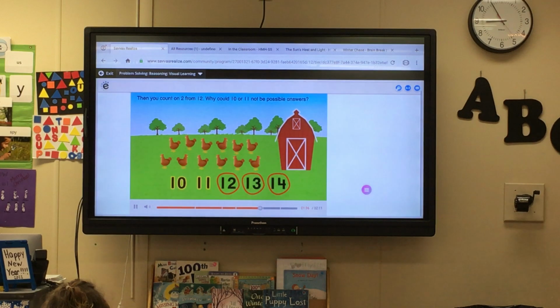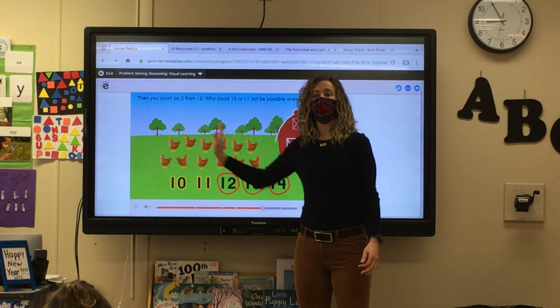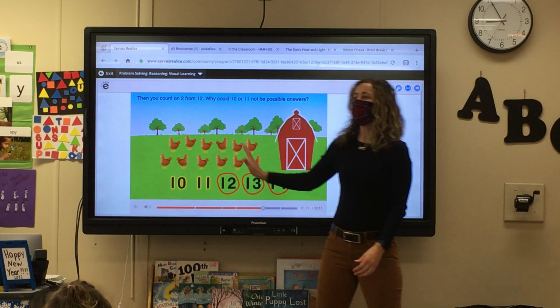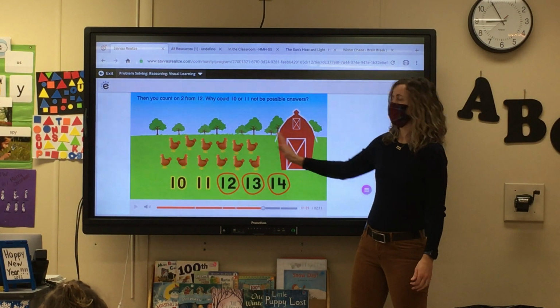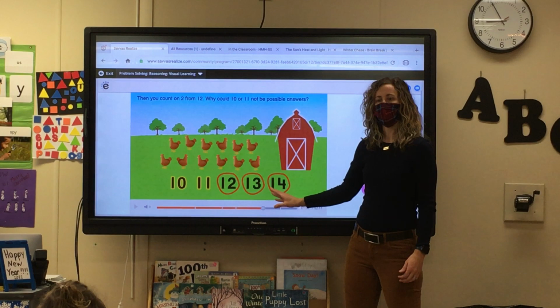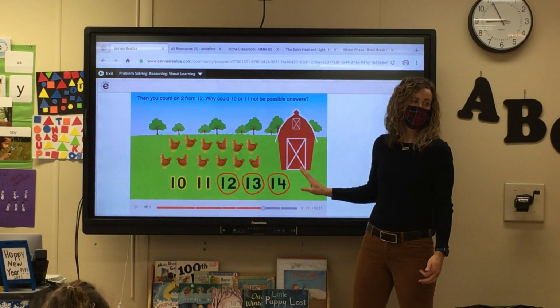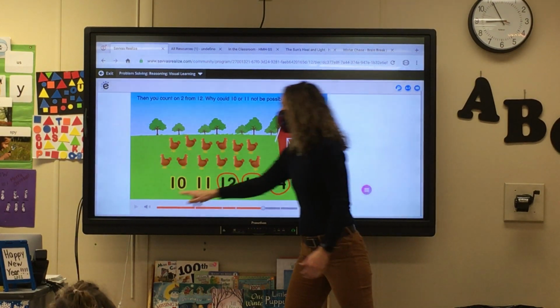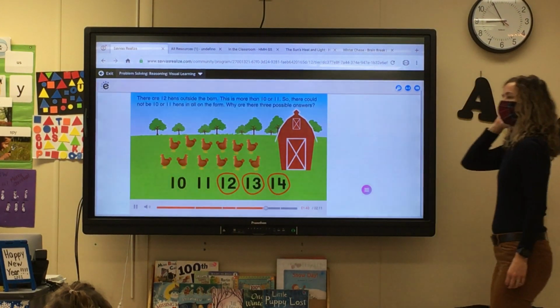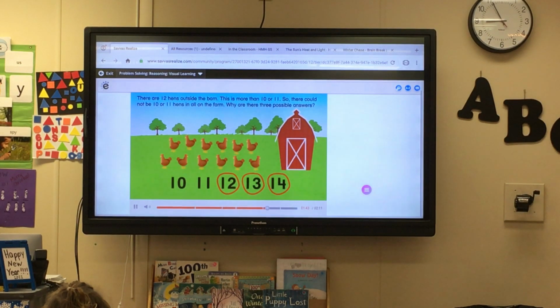Why could 10 or 11 not be possible answers? Because it's backwards from 12. Okay, so that would be counting and taking away hens, right? But we're adding more hens to the group because they're saying, what if there's 1 more? Well, then count up 1 more. Well, if there's 2 more, well, then count up 2 more. All right, we're not taking any hens away, right? No. So they can't be 10 or 11. There are 12 hens outside the barn. This is more than 10 or 11. So there could not be 10 or 11 hens in all on the farm.